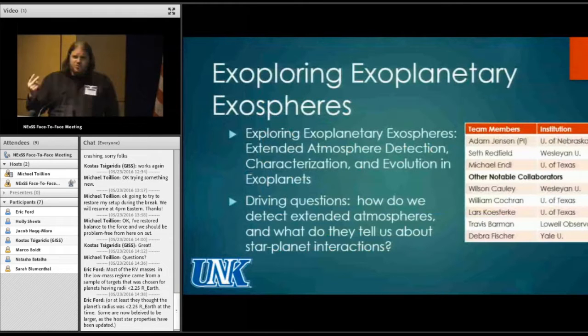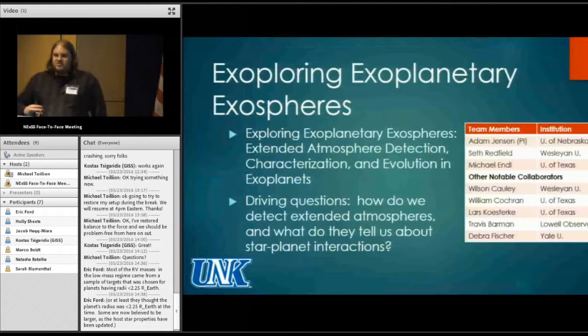There were two things that gave me pause in preparation for the meeting. The other one was Andrew's initial version of this NExSS Venn diagram, which put me right at the center. Only if you have an extremely generous definition of heliophysics is that going to be the case. So I think he rightly made the change to move me more over here. But again, what we are doing is looking at star-planet interactions and how those affect these extended atmospheres.